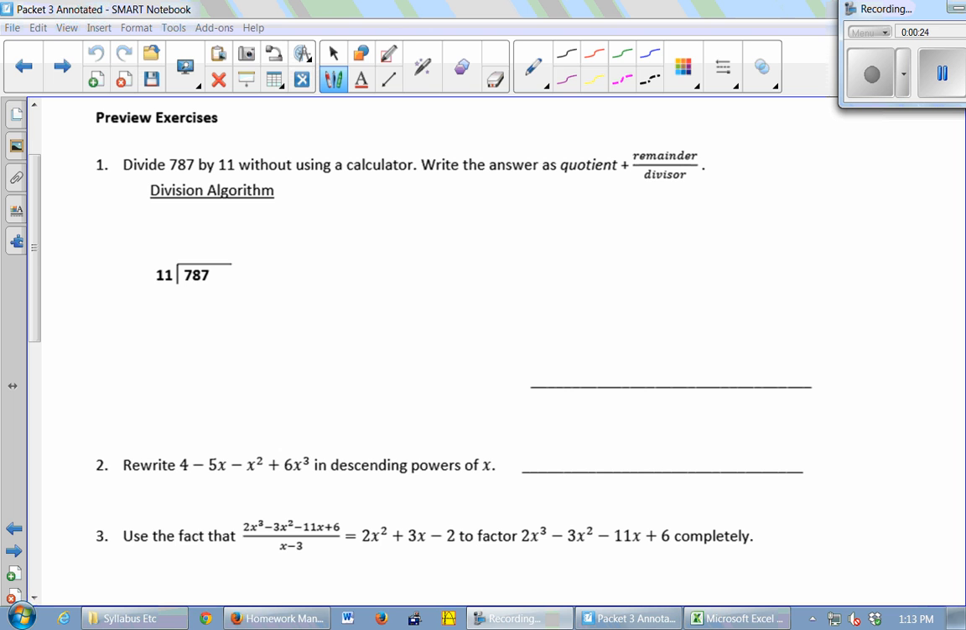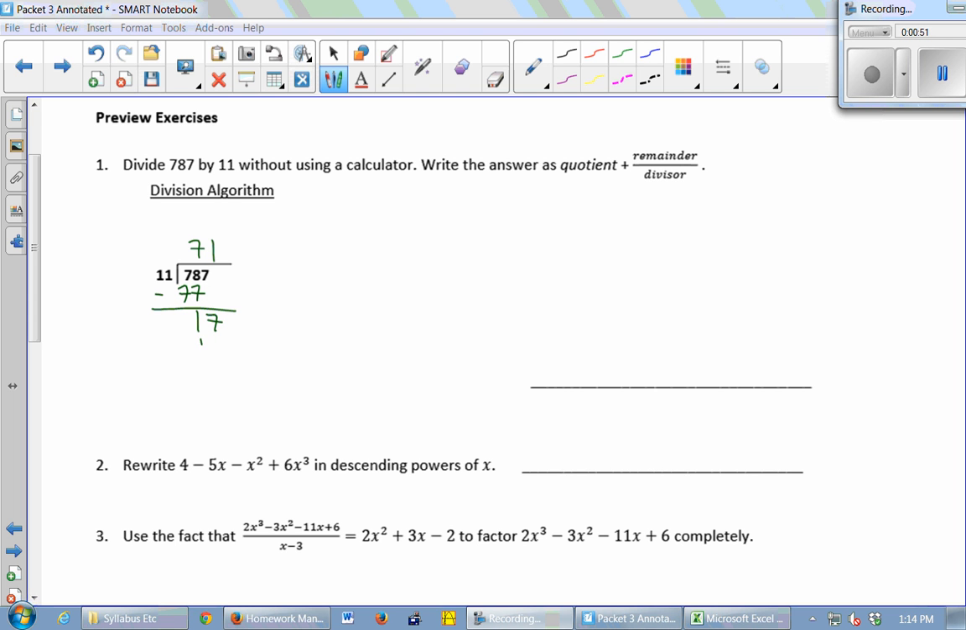Yeah, so first you ask yourself about the first number. How many times does 11 go into 7? It doesn't, so you go one more place to the right. How many times does 11 go into 78? 7 times. Then you do 7 times 11 and you get 77 and you subtract. 78 minus 77 is 1. Bring down the 7, right? And then how many times does 11 go into 17? 1 time.